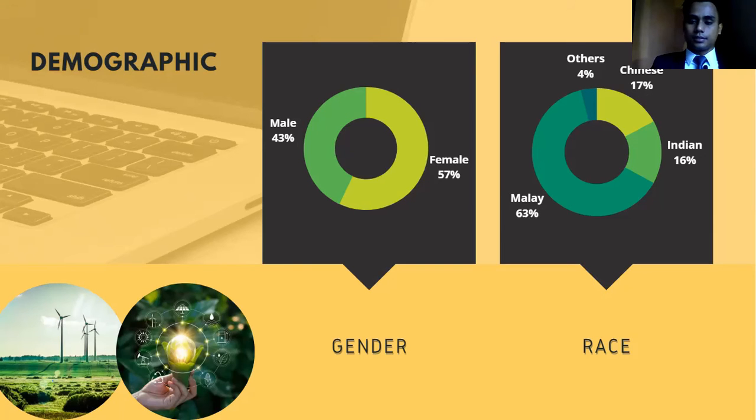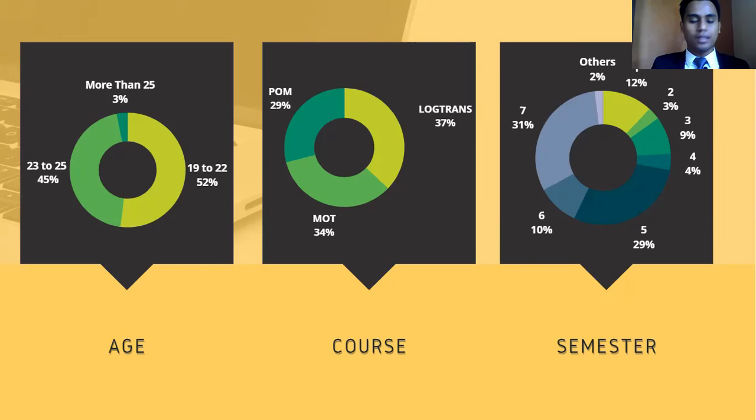Next, I will explain about race. In this study, Malay has the highest responses compared to Chinese, Indian, and other races. Now I will present about age. We can see the majority of respondents who participated in this research are from the age group of 19 to 22 years old. Okay, next. From the 310 respondents involved, 115 were from the Bachelor of Business Administration, Logistics and Transportation, 106 from the Bachelor of Management Technology, and 89 respondents from the Bachelor of Operation Management. And the last one, about semester. We can see the majority of respondents are from semester 7 compared to other semesters.